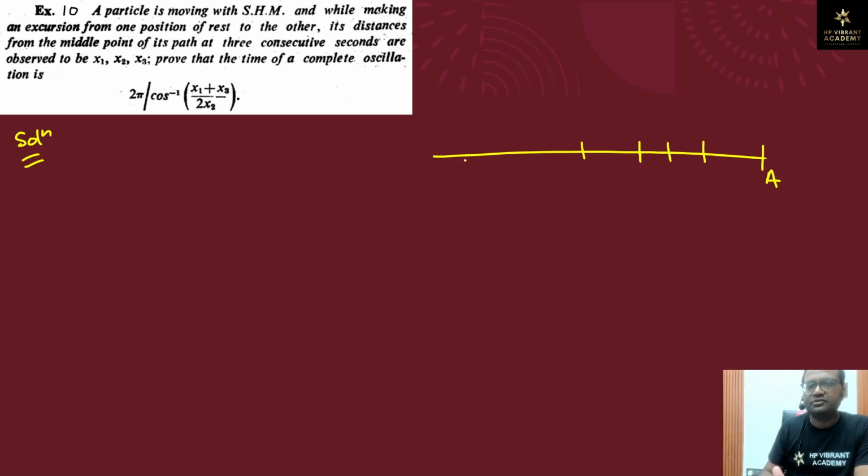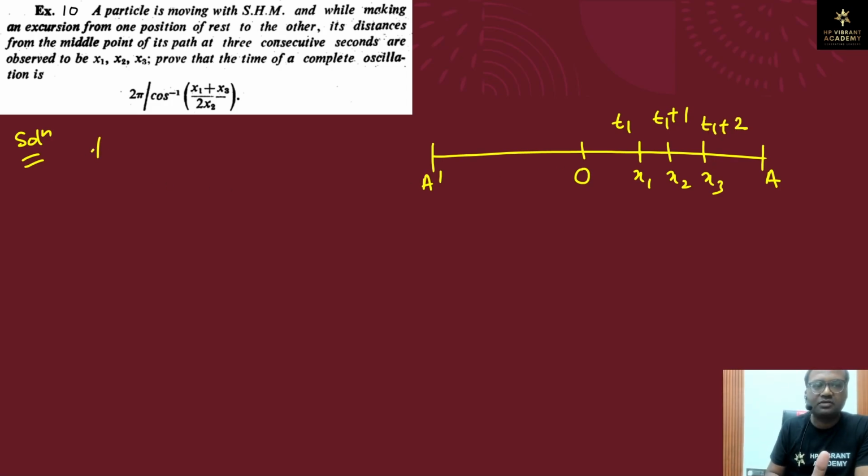This is the extreme point, and this is the extreme point A dash. So this is the center of force. Let us take the positions at 3 consecutive seconds as x1, x2 and x3. How can we take 3 consecutive seconds? The first one will be t1, the second one will be t1 plus 1 second, so t1 plus 1, and the third one will be t1 plus 2.